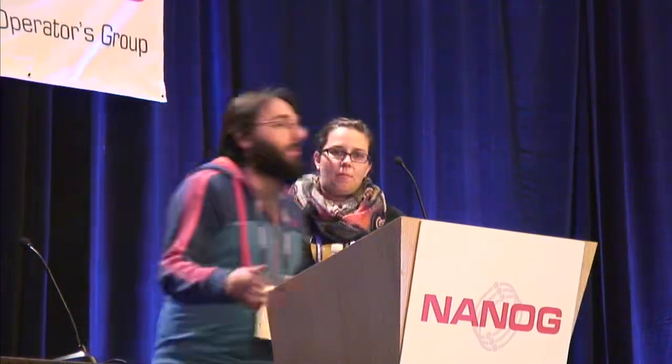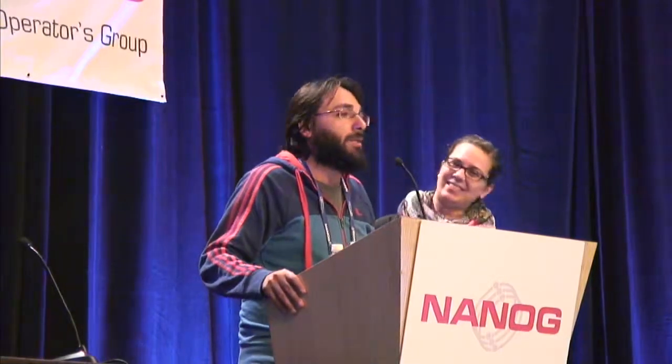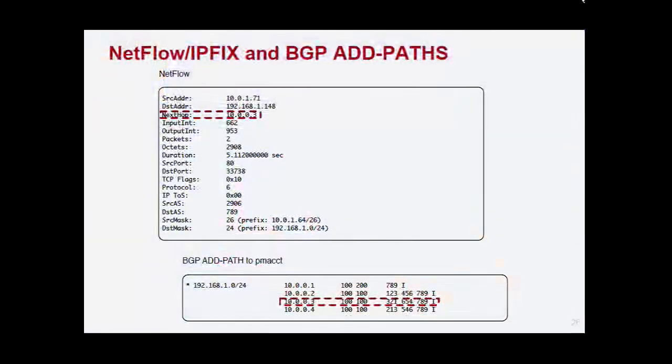And yes, it was my slide, sorry. Yes, and so this is just a demonstration, a visual representation of what I just said. We have NetFlow, and you can see circled in red that we have the BGP next hop field. And then we have the four paths that arrive at PMACCT via add path, and you see circled in red that we can match the two pieces of information together.